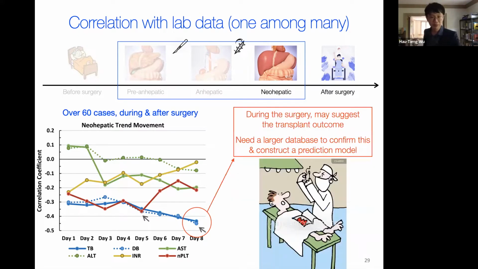It tells us that during the surgery, the usually abandoned, wasted arterial blood pressure waveform may contain sufficient information that suggests the transplant outcome.